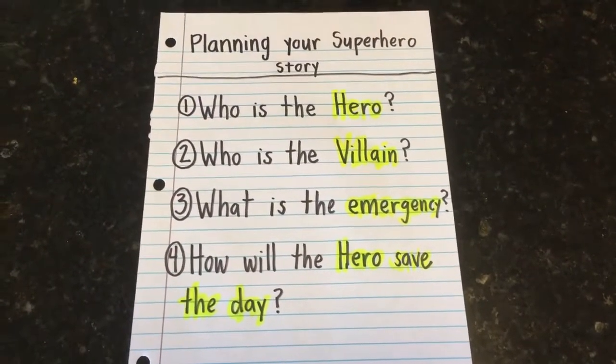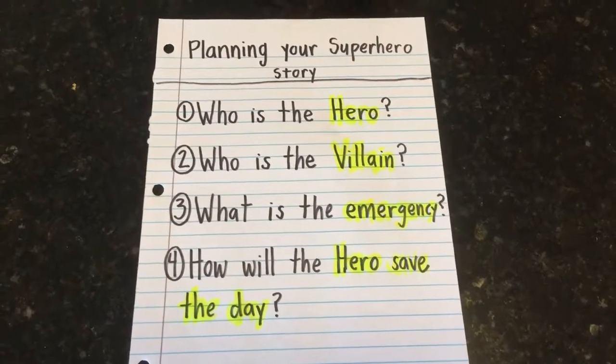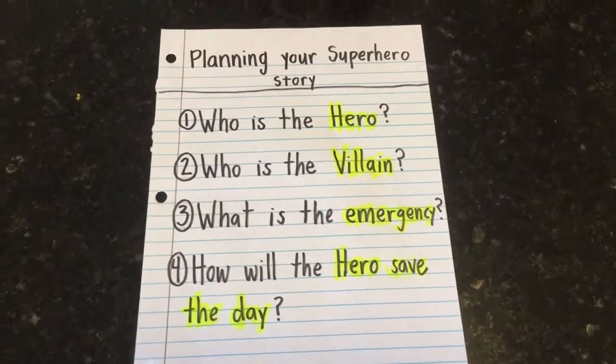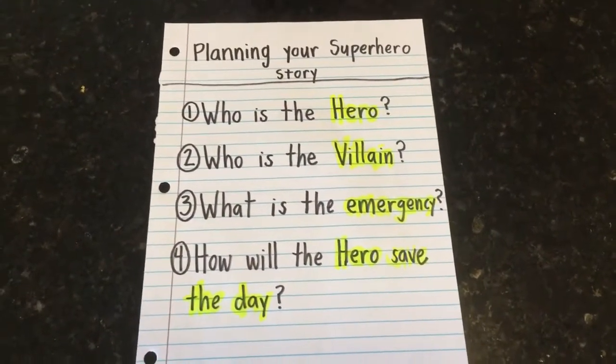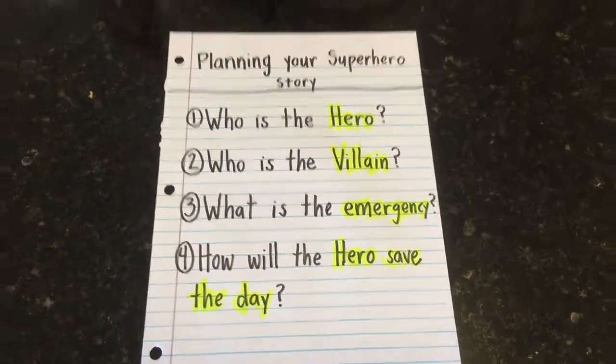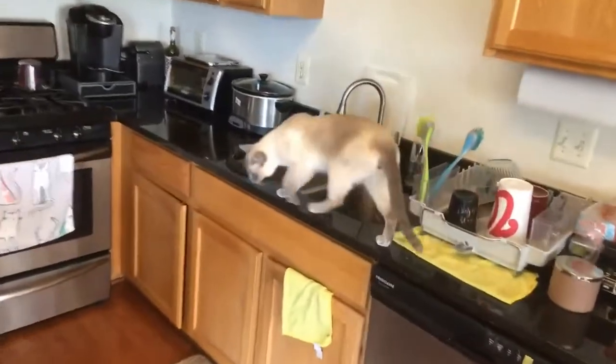Okay, so the second thing you need to do for your story is figure out who's the villain. Who's the bad guy? Or bad girl. There's some of them out there. The villain is usually the person in the story who causes some type of problem, and the hero is the person who solves that problem.